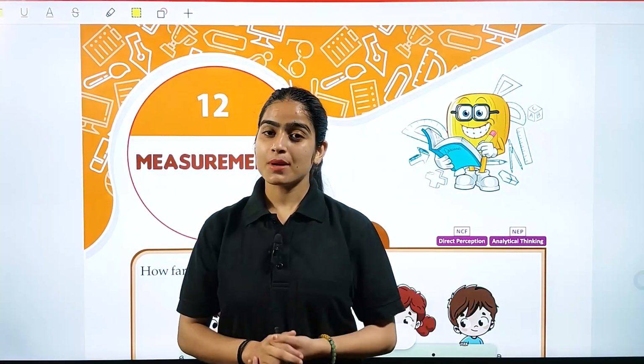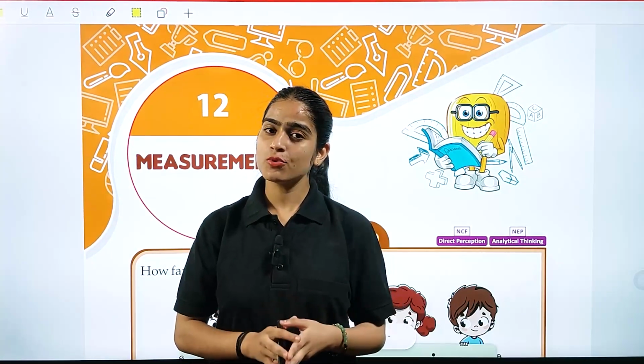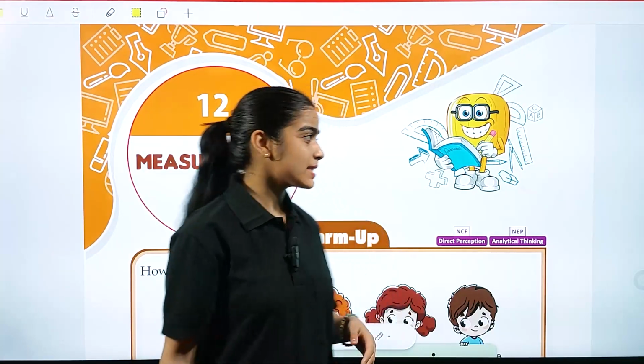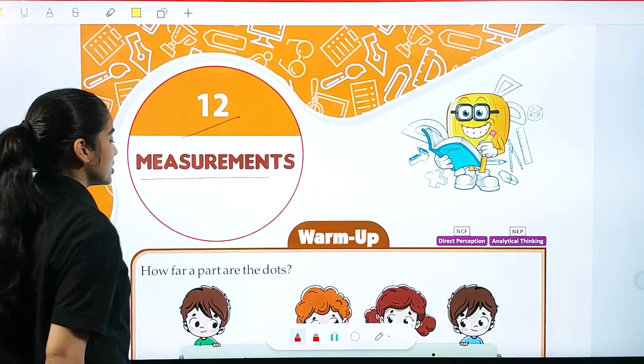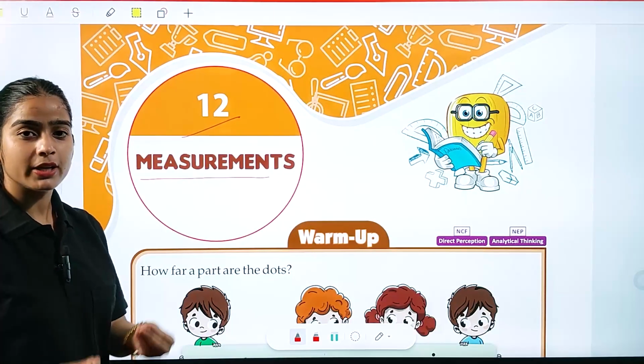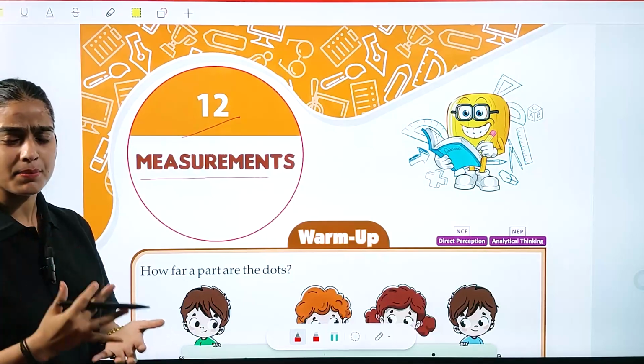So students, I'm your mathematics educator again, here with a new chapter and a new concept. So let's get started. Today we have chapter number 12, which is measurements. Measurements means we have to calculate, we have to measure any length, any capacity.